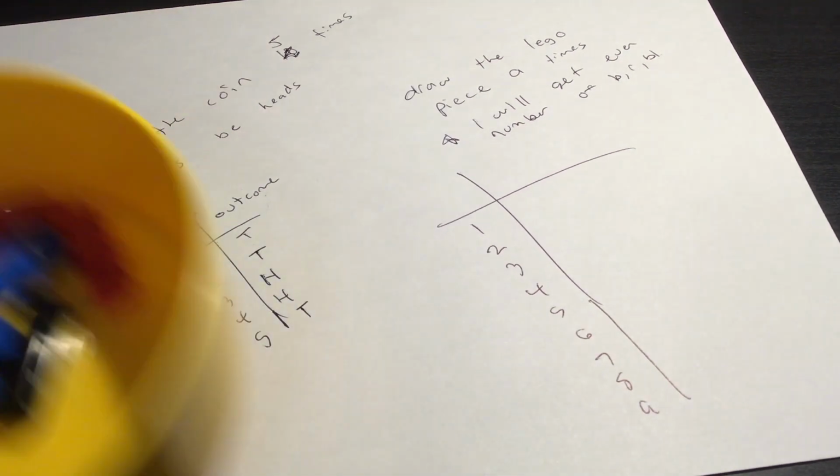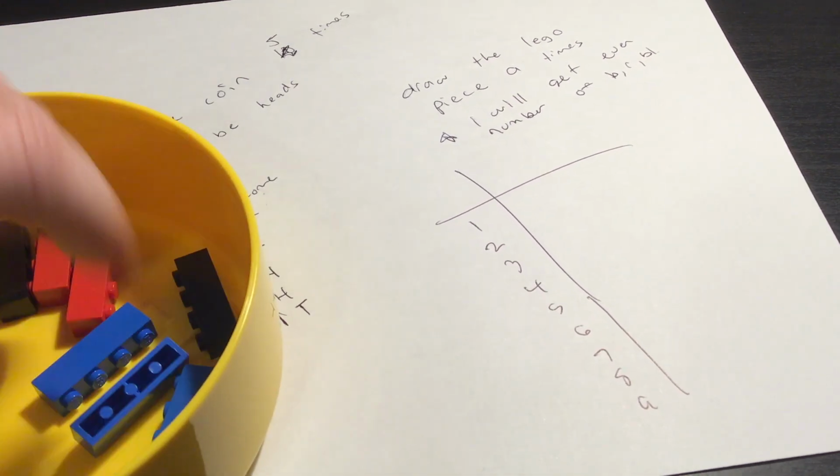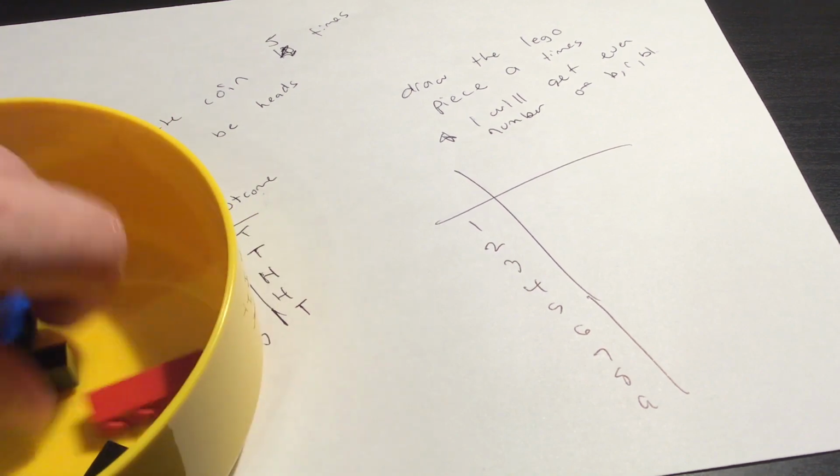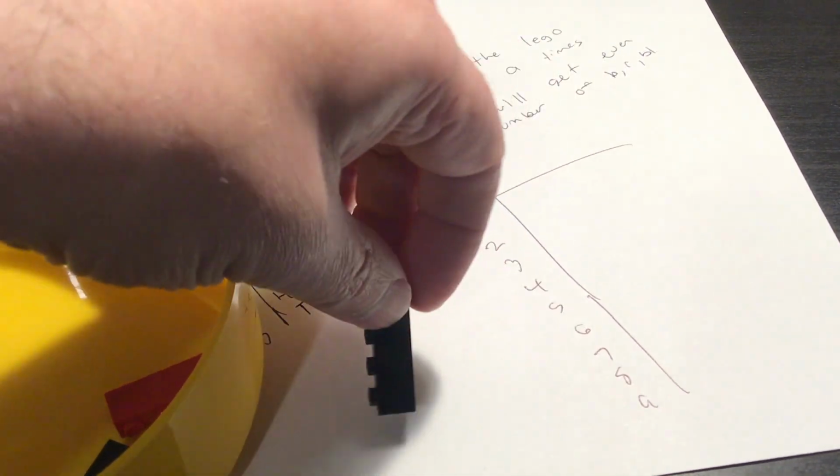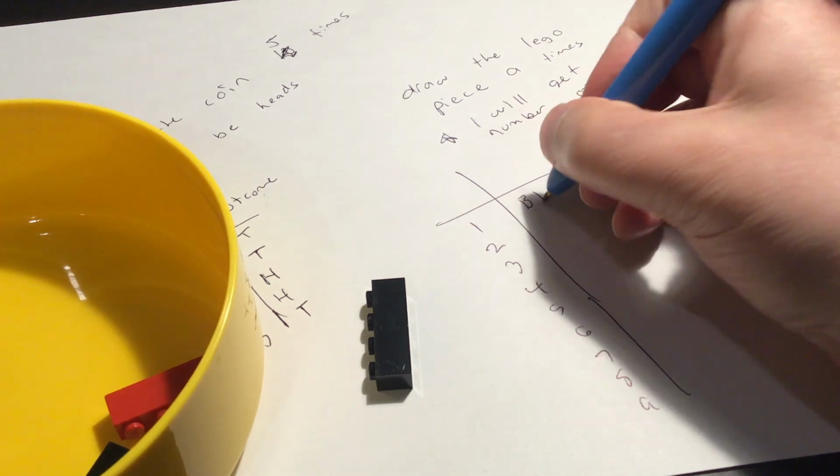Okay, and here we go. And I am going to close my eyes legit. And here we go. First draw, black. I'll do BL for that.